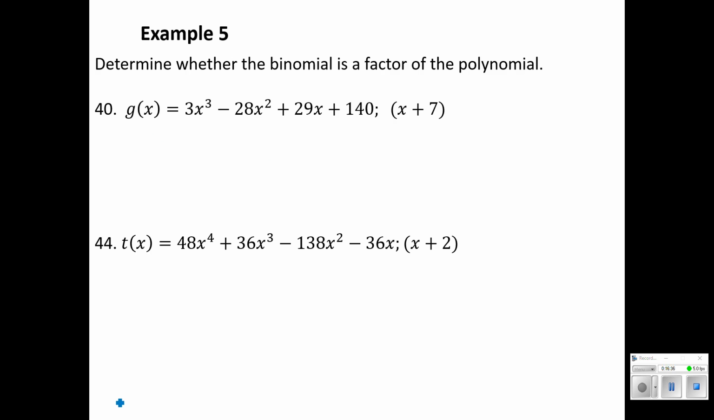All right, example 5, here we just need to determine if we have a factor or not. So number 40, we've got this long cubic function with big numbers, and the factor is x plus 7. Well, we could plug in a negative 7. So is the solution from this factor, negative 7, going to produce a function value of 0? Does it create that zero product property that we saw up in the introduction?